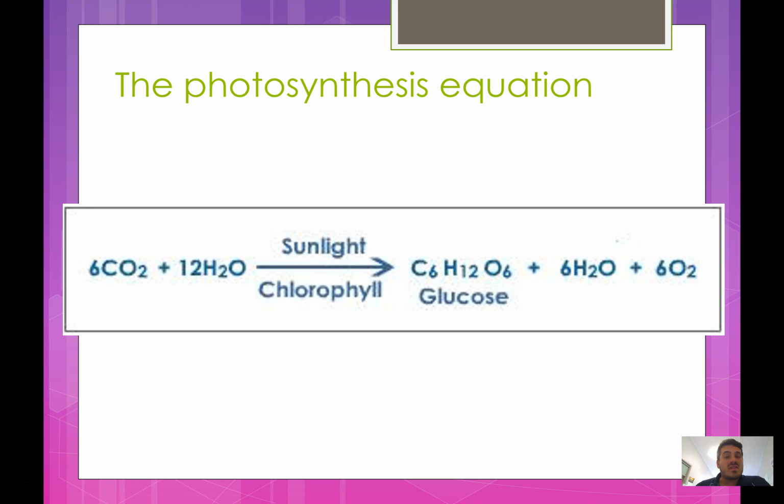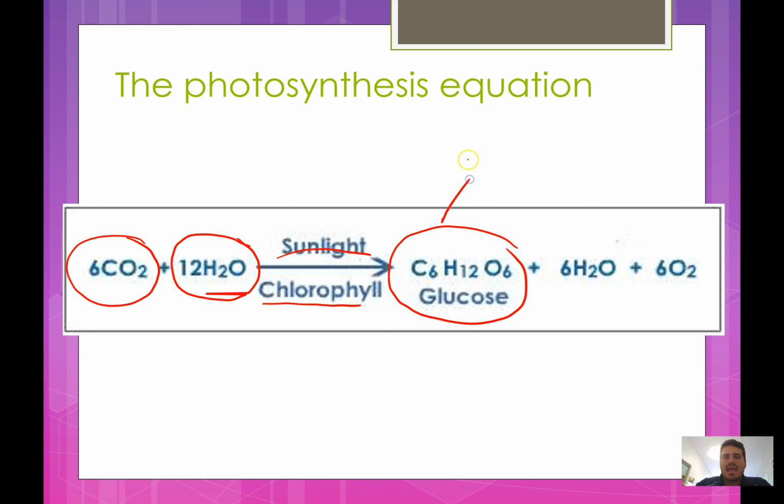And just a little overview, we're not going to go into this in too much detail, but the equation for photosynthesis is, in the presence of sunlight and the pigment chlorophyll, that's why we put it on top of the arrow, we have 6 carbon dioxide molecules and 12 water molecules becoming 1 molecule of glucose, and there's our energy.